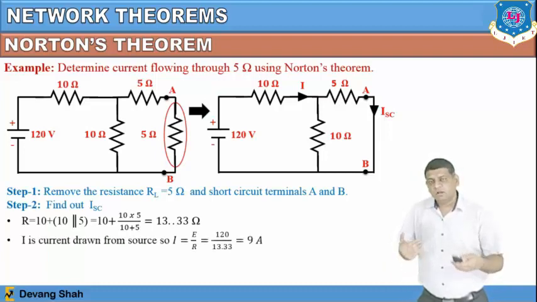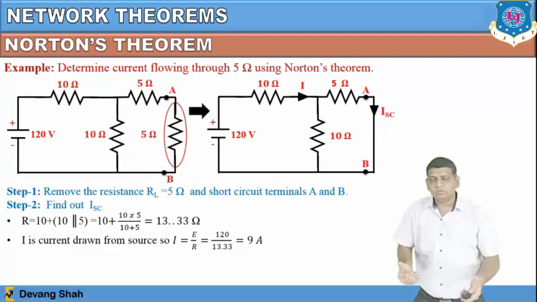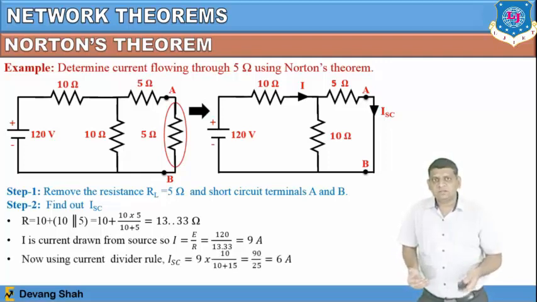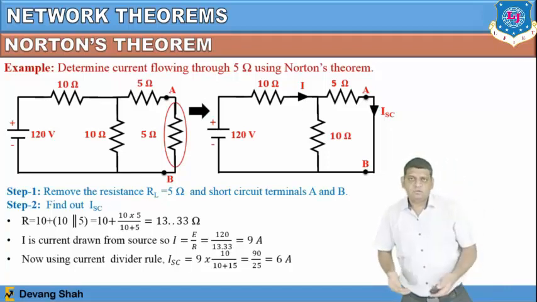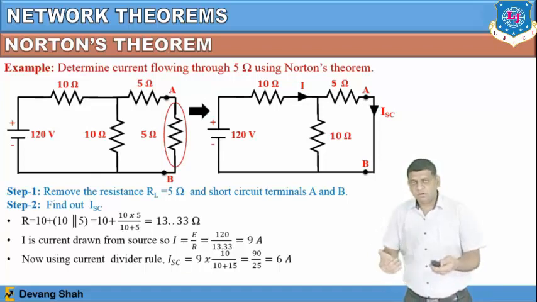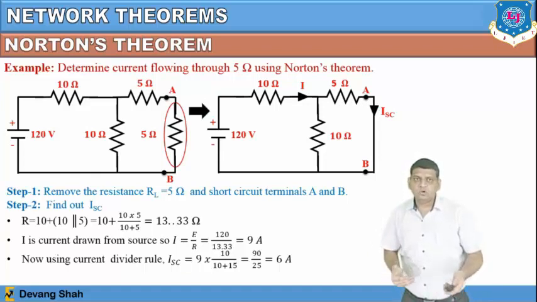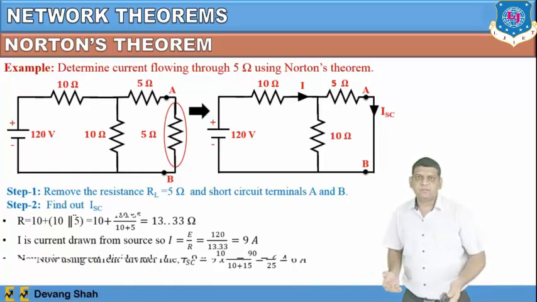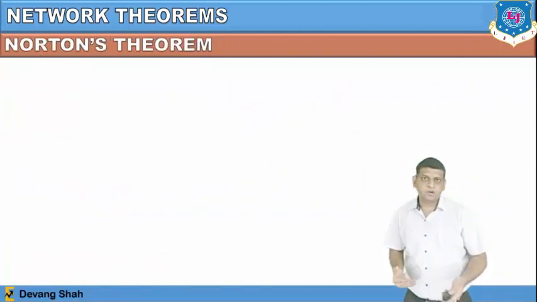From there you can find the total current of the circuit, which is passing through the 10 ohm resistance, that is 9 ampere, and from that you can find the ISC using the current divider rule. You use this equation: I is equal to 9 ampere, so 9 multiplied by 10 divided by 10 plus 15. Using the current divider rule, you can find the value of ISC, right? So that is 6 ampere. Now ISC is 6 ampere.